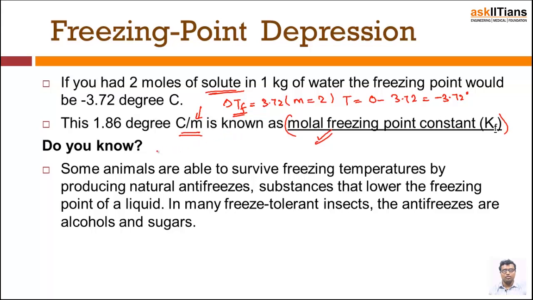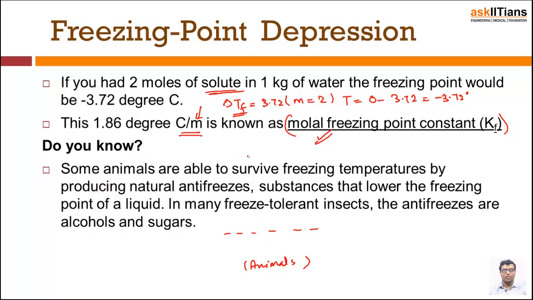Do you know, students, that some animals are able to survive freezing temperatures? If you consider a sea or ocean, there are some animals, for example fish, and how can they sustain that very cold temperature? They are able to survive because of this concept of freezing point depression.